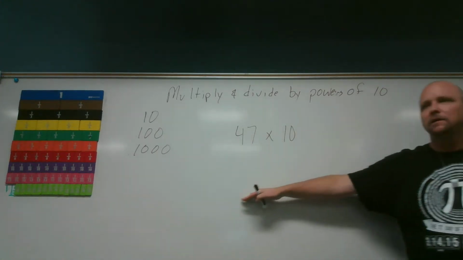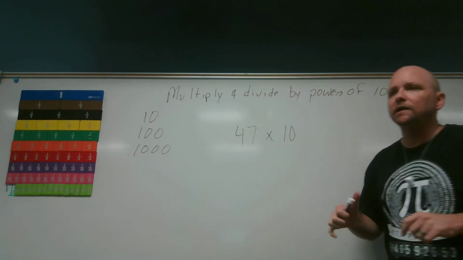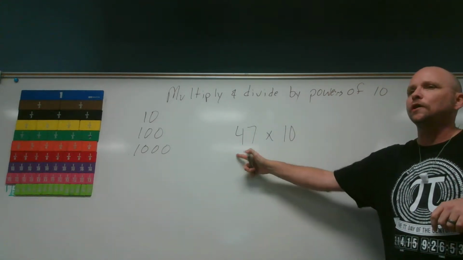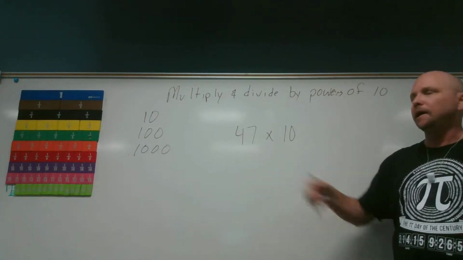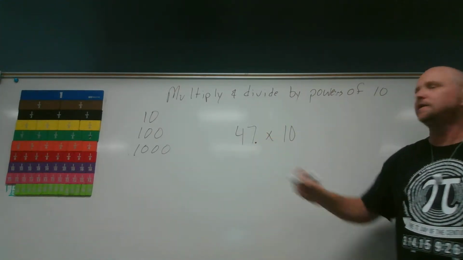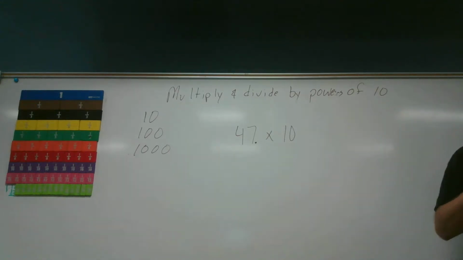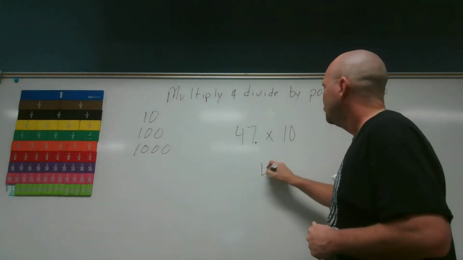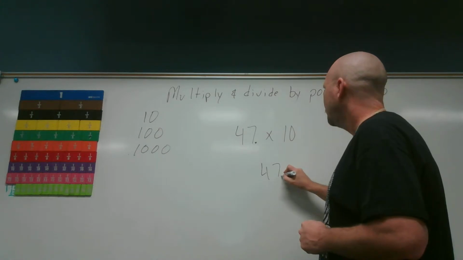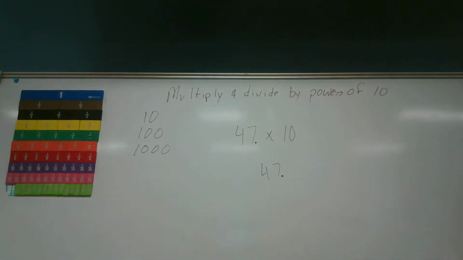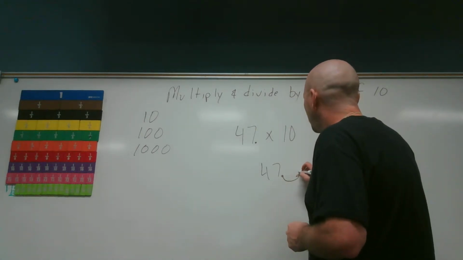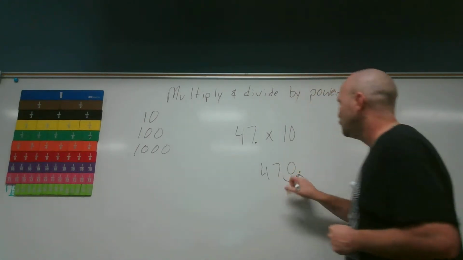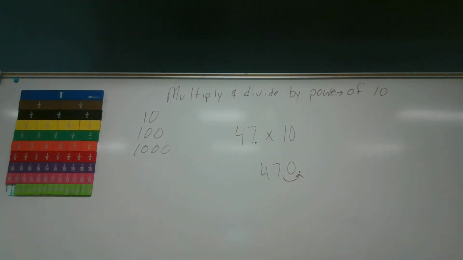But what we're doing, let me ask this. Alyssa, in the number 47, what number's in the ones place? 7. And that's where your decimal goes, behind the ones place. What you're actually doing when you multiply something by 10 is you're moving the decimal to the right one place. And once it moves, it's no longer where it was.